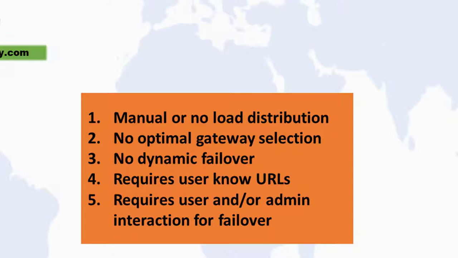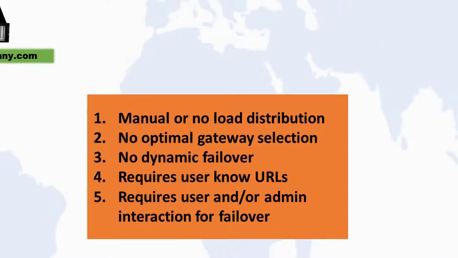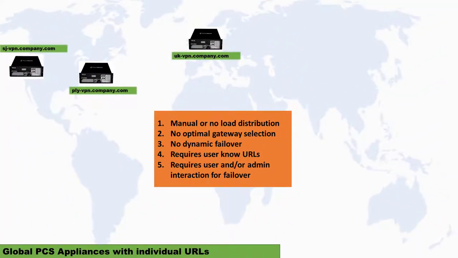You can see those here, right? There's no real load distribution, or manual at best. There's no optimal gateway selection, and in many cases, the user can't really tell whether their specified gateway is up or not. There's no dynamic failover in the solution. It requires that the user know one or more of the URLs at the very least if they want to have manual redundancy. And then it requires admin or user interaction in case of a failure.